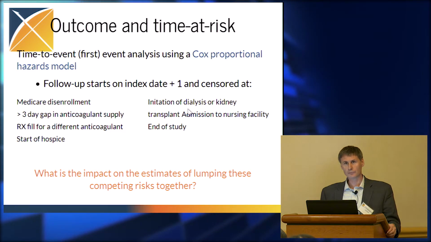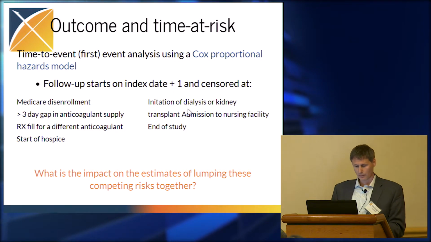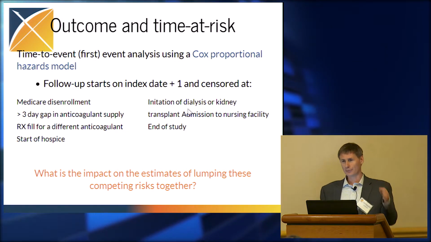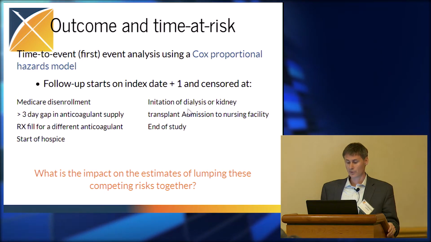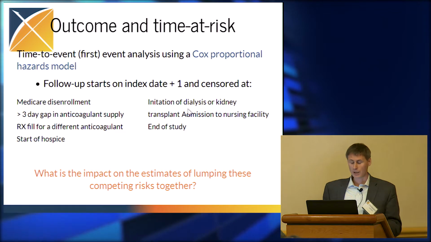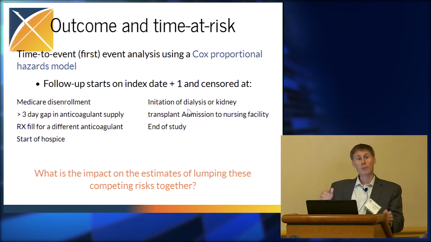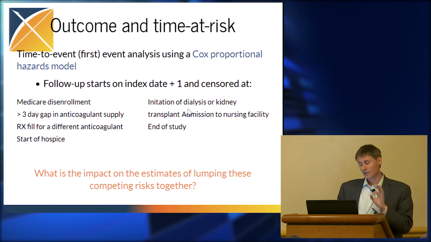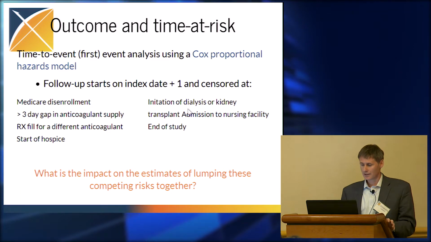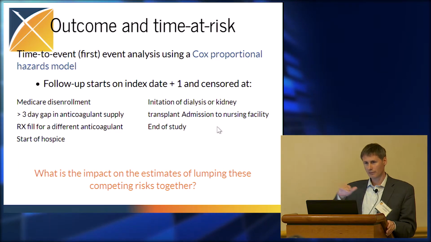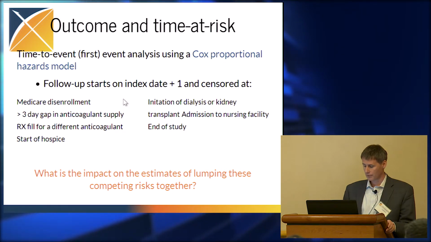And so when we do a Cox regression, we just have one outcome, and then we lump everything else into this right censored category. There's a body of knowledge called competing risks and competing risks regression, where you can model those separately. And it turns out when you lump together these different things, you often get an overestimate of the risk for the outcome of interest.